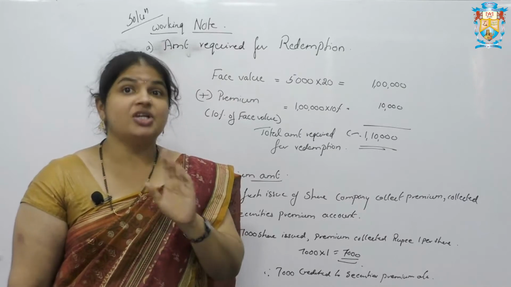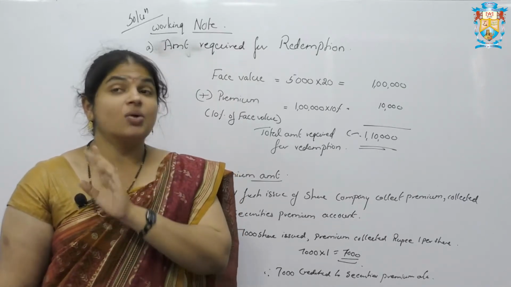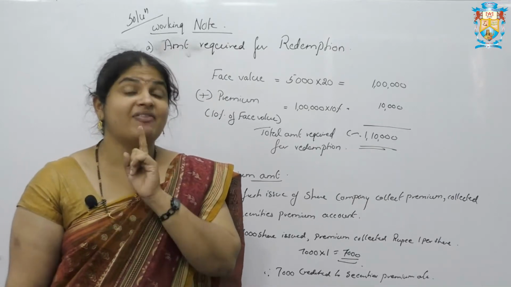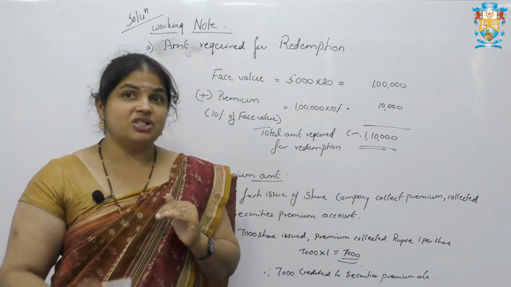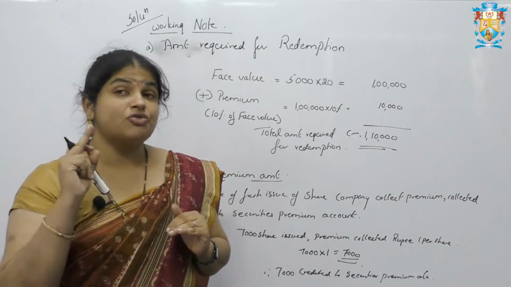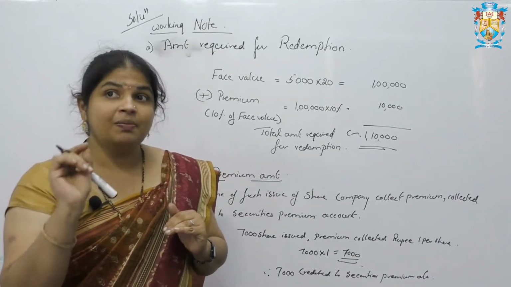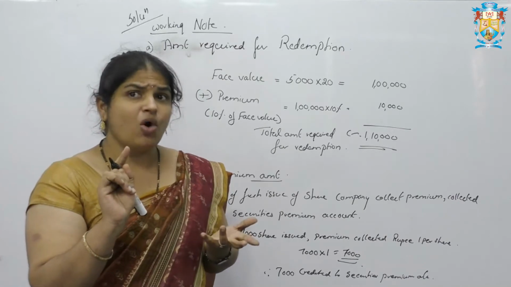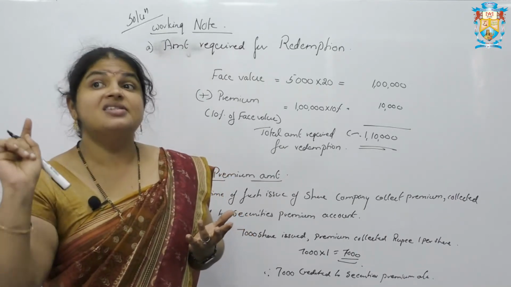The value of one share is 20 rupees. So 5,000 into 20, that is 1 lakh rupees, is the face value I have to arrange for the purpose of redemption. Now, at the time of redemption, along with the face value, I am going to give the premium. What is the percentage of premium I am going to give? I am going to give 10% premium. Here 10% is out of what? Out of face value. That is 1 lakh into 10%, that is 10,000.